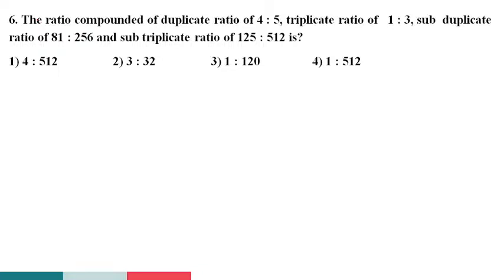Right. Move on to the next one. The ratio compounded of the duplicate ratio of 4 is to 5, the triplicate ratio of 1 is to 3, the subduplicate ratio of 81 is to 256, and the subtriplicate ratio of 125 is to 512 is? Which option is the right answer, guys?